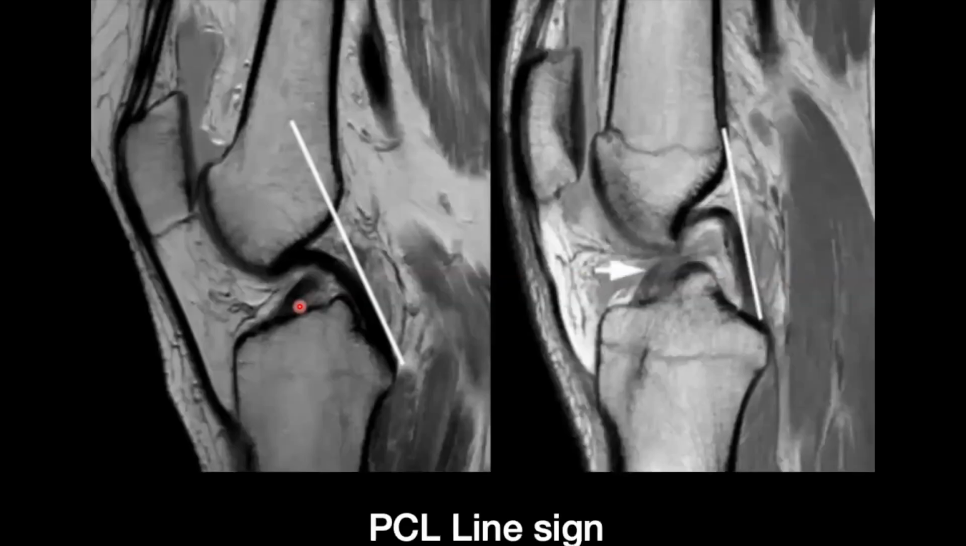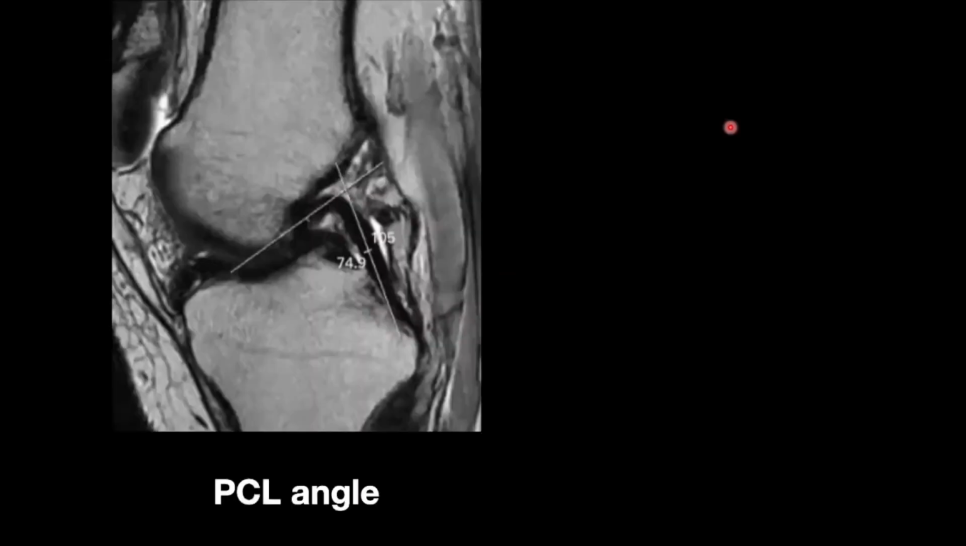Another indirect sign is the PCL line sign. In an intact ACL, if we draw the tangential line through the posterior aspect of the PCL, this line bisects the femoral shaft. But when there is an ACL tear, there is abnormal anterior translation of the tibia relative to the femur. Thus the shape of the PCL is changed and this PCL line goes more posteriorly.